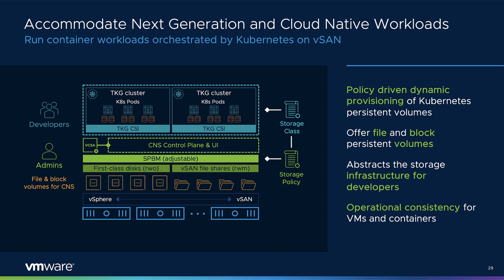vSAN 7 Update 2 provides a rich set of cloud-native storage capabilities. Containers powered by vSphere and vSAN can easily consume persistent storage in 2 distinct ways. Containers can mount block-based volumes presented directly from vSAN. These first-class disks can be used by a single pod and can be managed directly in the vCenter UI. Containers can also mount NFS file shares served up by vSAN file services. These read-write-many volumes can be mounted from several pods and also managed directly in the vCenter UI.